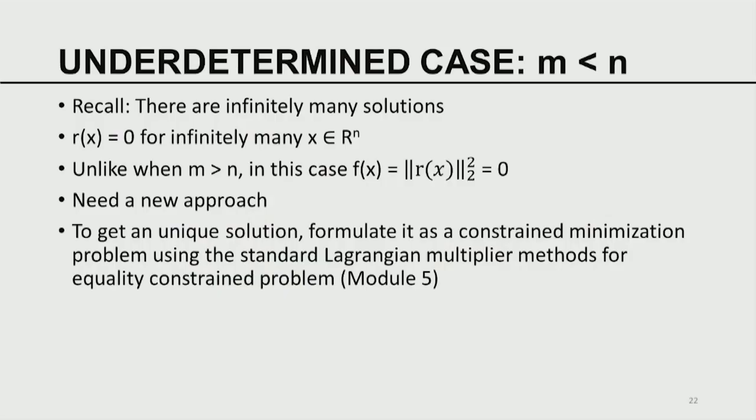It turns out the theory of overdetermined system and underdetermined system are related yet different. Now I am going to bring out the primary difference between the underdetermined estimation problem and the overdetermined estimation problem that we have already seen. So consider the underdetermined case, m is less than n. m is the number of observations, n is the number of unknowns. Recall in the case of underdetermined problem, there are infinitely many solutions.